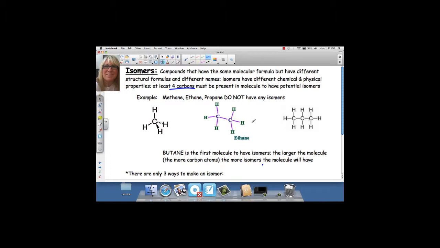In order to create an isomer, you have to be able to remove an end carbon and put it somewhere in the middle of the chain. So butane, which has 4 carbons, is actually the first molecule to have isomers. The larger the molecule, the more carbon atoms, then the more isomers that the molecule will have, because there's more than one way that you can then rearrange the structure to form something else.